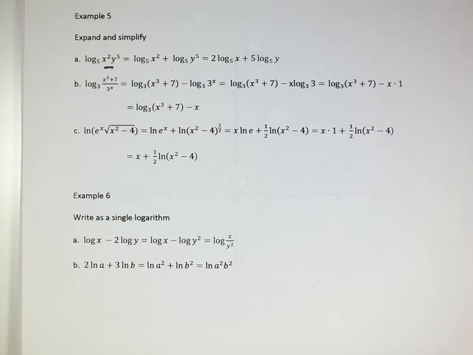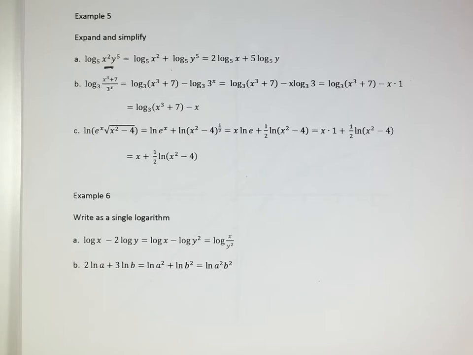Part B, log base 3 of x cubed plus 7 over 3 to the x. There is no property that involves adding or subtracting of arguments, so that first part I can't really do anything with. I have to keep the x cubed plus 7. But the division I can expand.